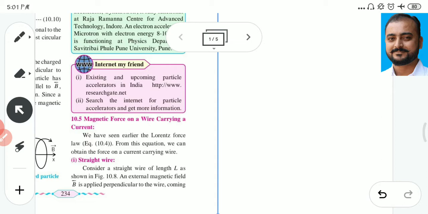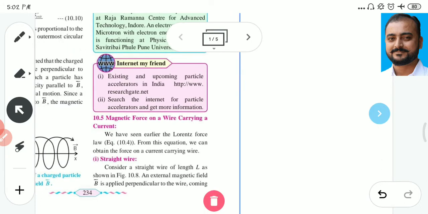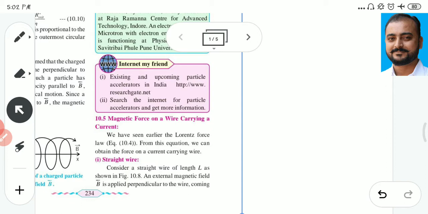Due to electric current. So friends, in the previous lectures we studied the introduction related to this chapter, the magnetic force that is called Lorentz force, Fleming's left hand rule, then the right hand thumb rule. Also we studied the SI units of magnetic field and its dimension. So in this lecture we have to study magnetic force on a wire carrying a current. Okay, so topic number 10.5 is what we have to discuss here.